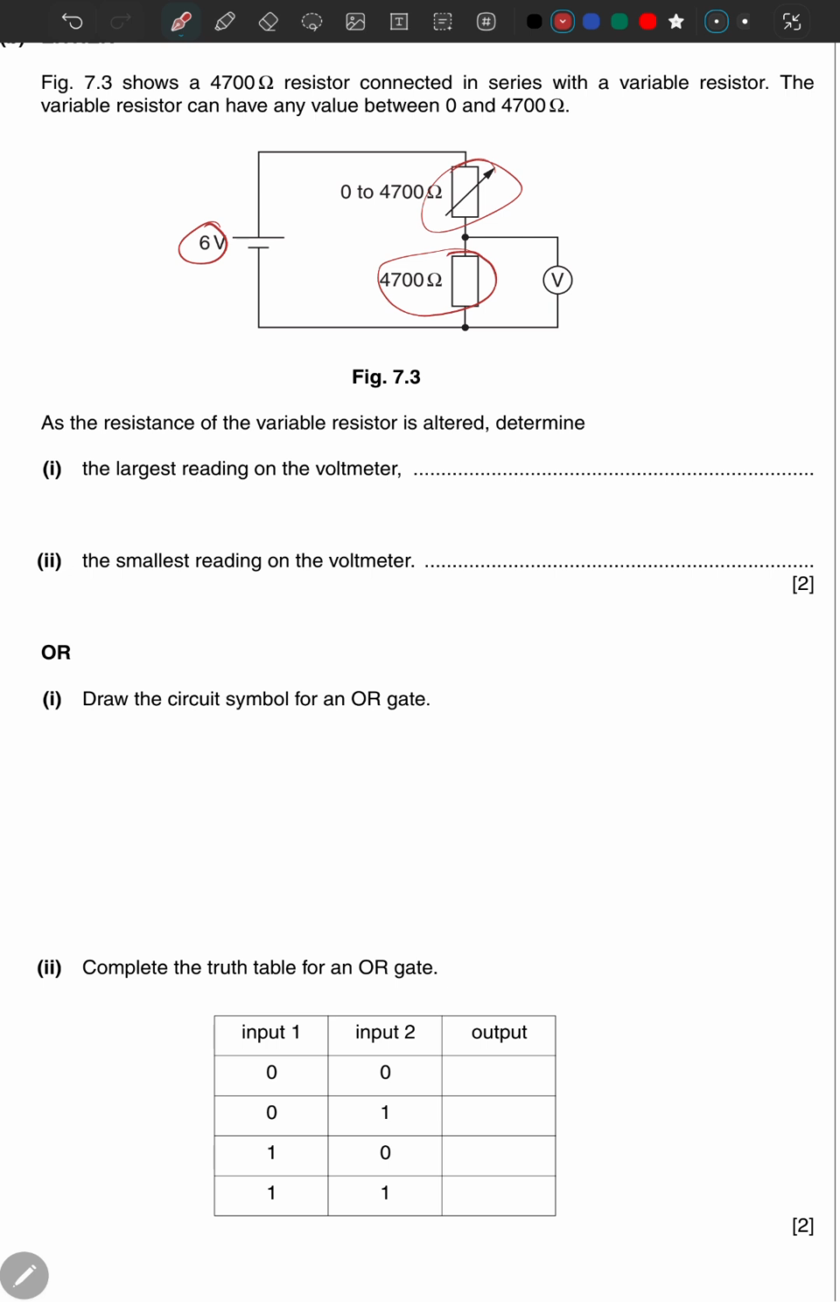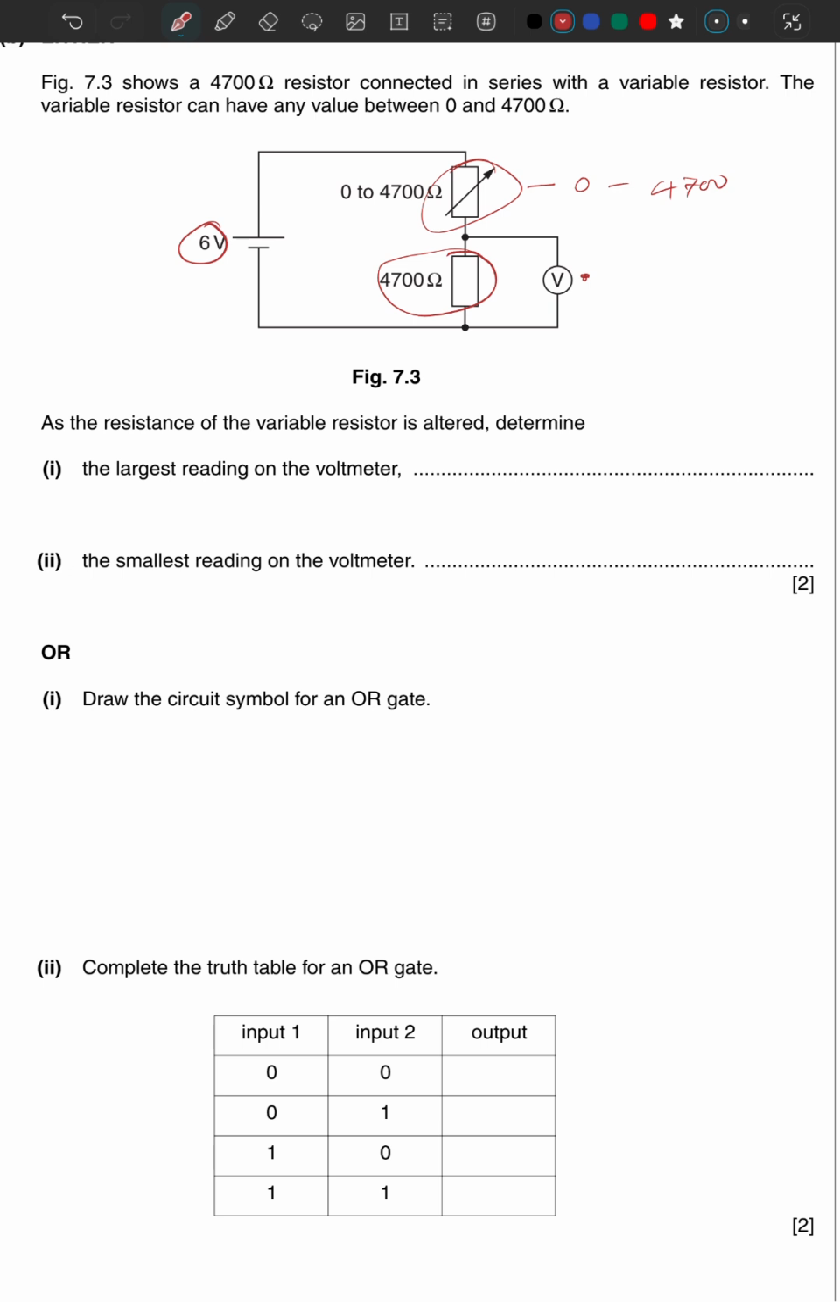One thing that you need to understand is that this variable resistor can have any resistance value from 0 to 4700 ohms. Therefore, if you have to record the largest reading here, we must have the largest resistance. I don't know if it's making sense.